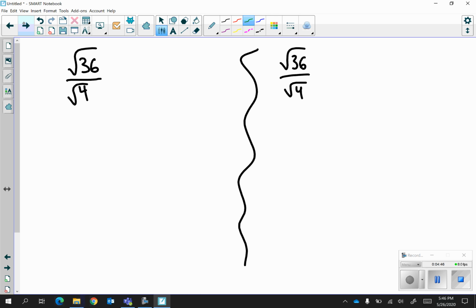Let's talk about division. So when it comes to dividing, again, you can choose to do whatever you want. You might want to write this as one big fraction first. So you can have this as the square root of 36 divided by 4. Now we know that 36 divided by 4 is 9. So I'm going to write this as the square root of 9. And then the square root of 9 is 3.